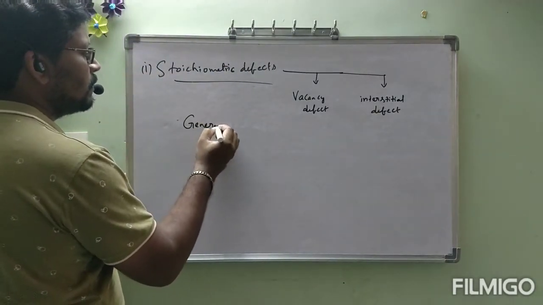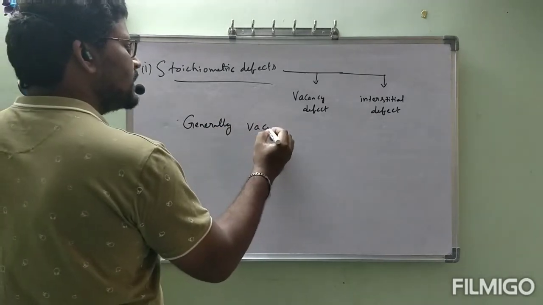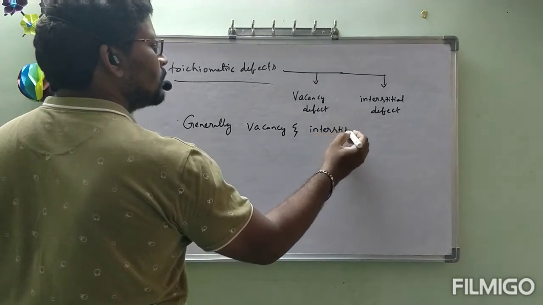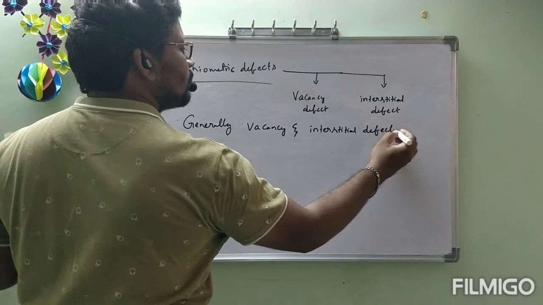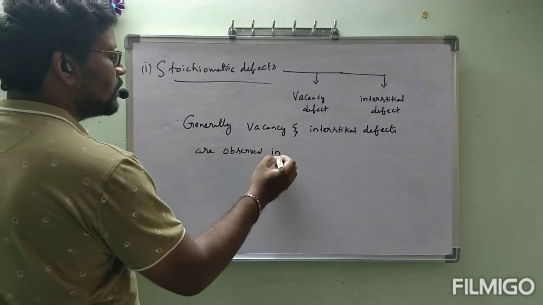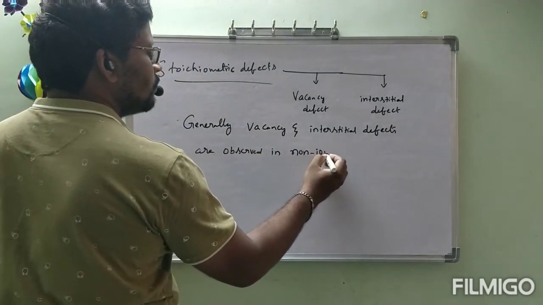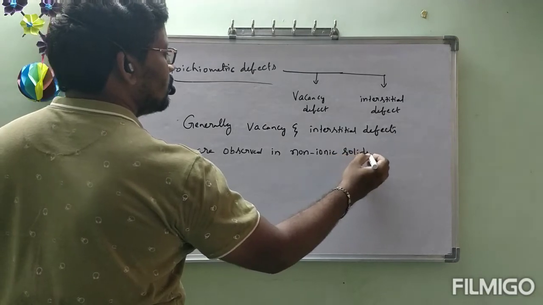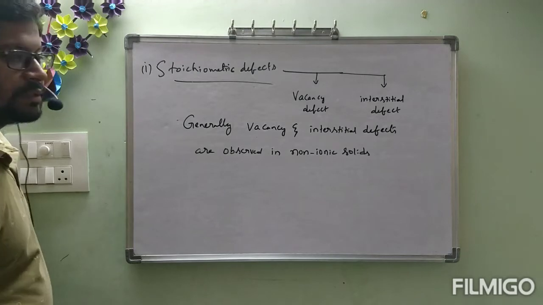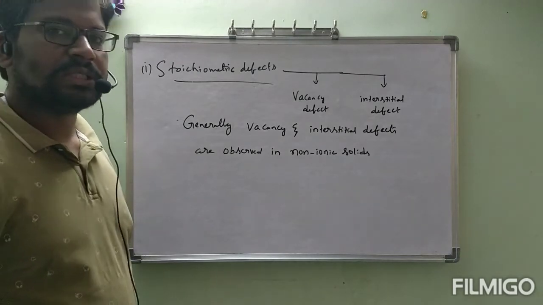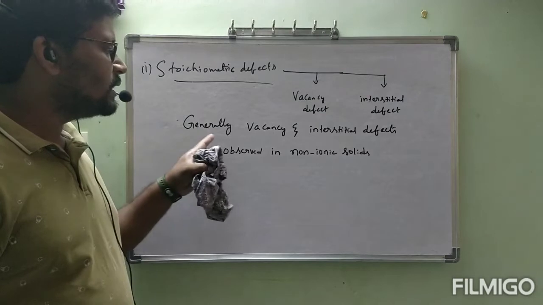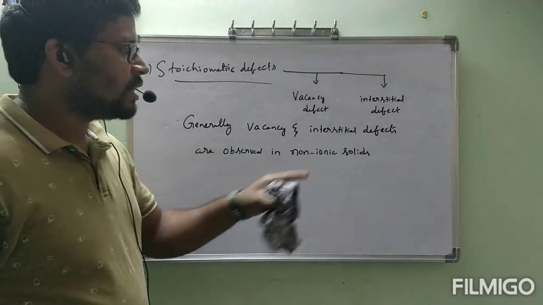Generally, vacancy and interstitial defects are observed in non-ionic solids. Non-ionic means molecular solids, which we have seen. In molecular solids, this type of vacancy and interstitial defects will be observed.